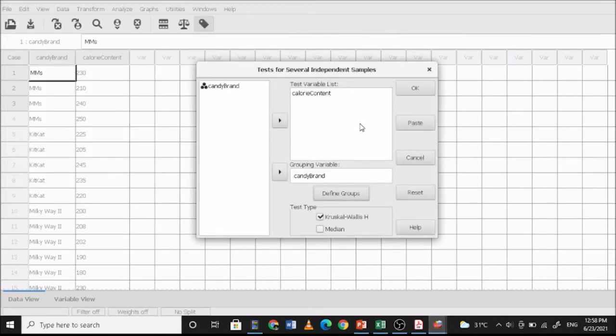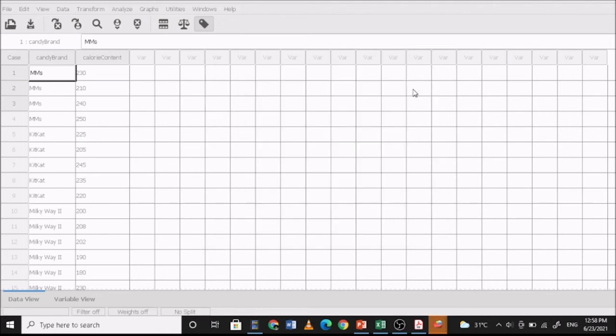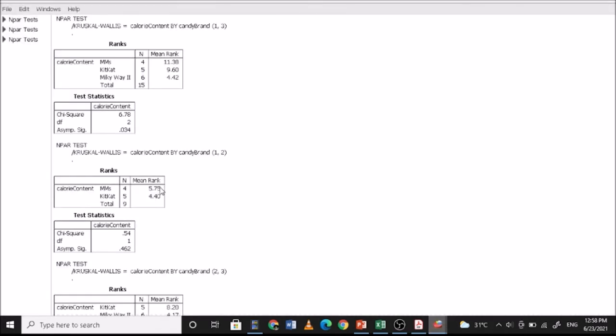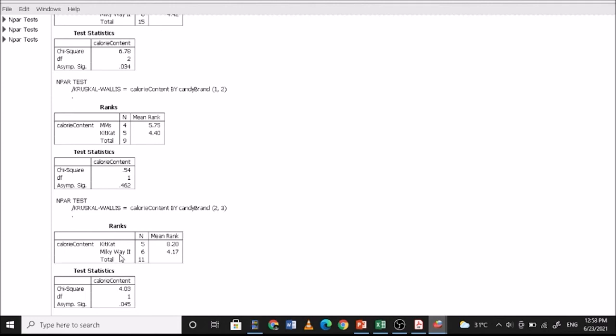And this is okay. Another result: Kit Kat and Milky Way, 0.045, which is less than 0.05, so there is a significant difference between Kit Kat and Milky Way. So we have compared M&M's and Kit Kat, that's your A and B. Then this is now B and C. Then A and C is what is left.